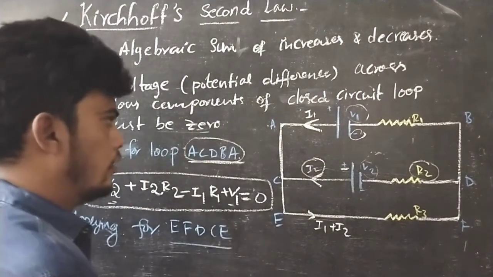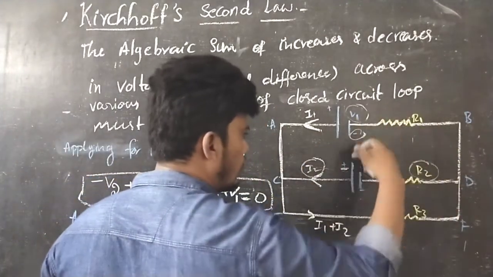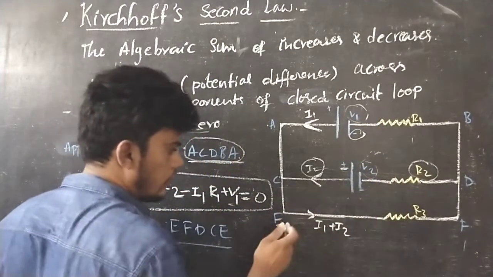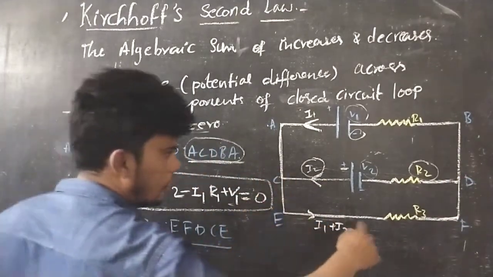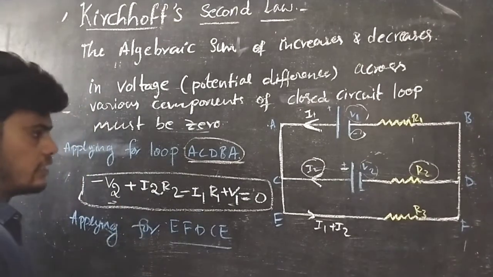Are you clear? In the first one we completed A, C, D, B. So both are over. In the second one it is not over. So that's why I am taking this one and this one: E, F, D, C, E. This is the loop. Tell me, by applying conventional methods to the Kirchhoff's law, tell me.